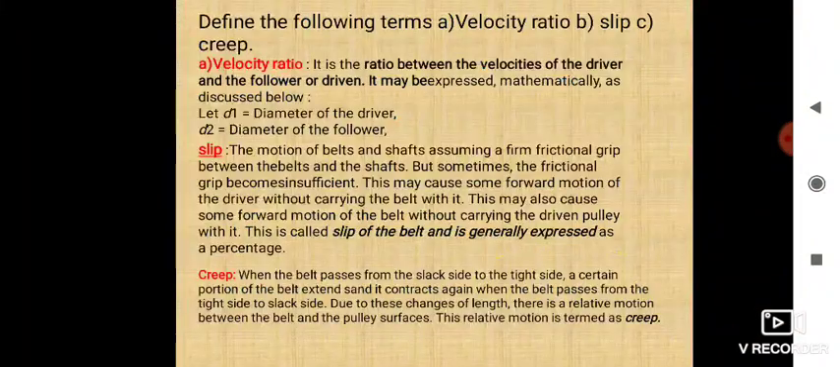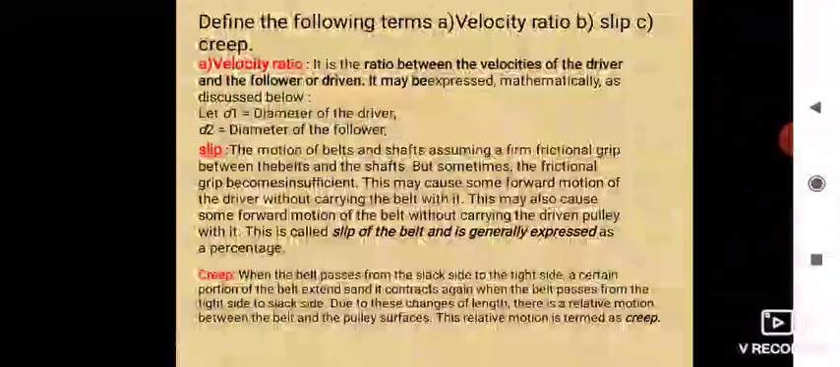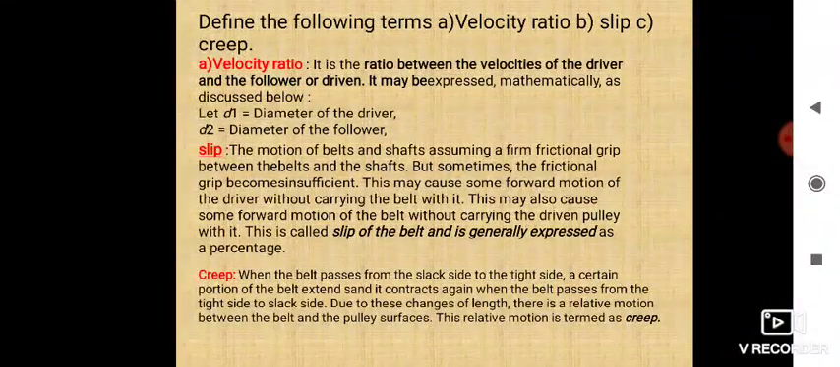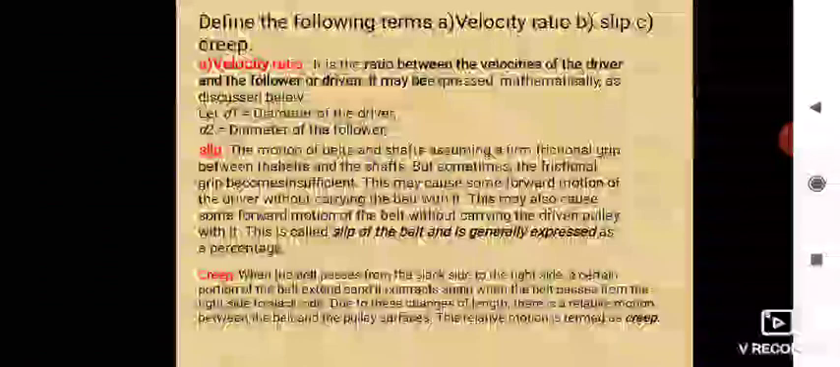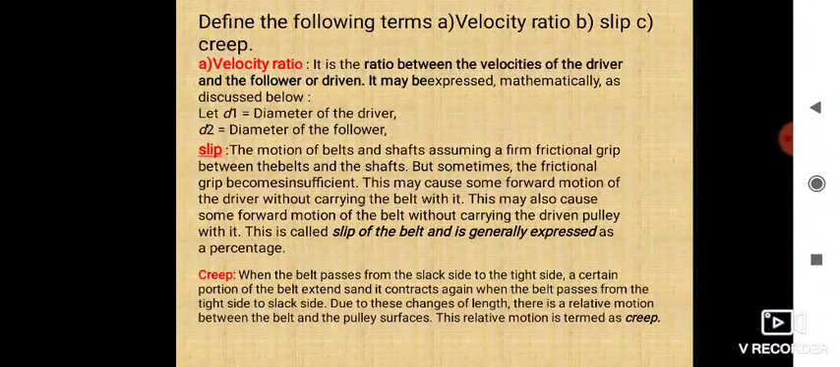let us start with the first question. Define the following terms: velocity ratio, slip and creep. These are some definitions. First, velocity ratio. It is the ratio between the velocities of the driver and the follower. Here the follower is the driven, meaning the ratio between the velocities of the driver and driven is said to be velocity ratio. It is indicated as d1, the diameter of the driver, and d2, the diameter of the follower.